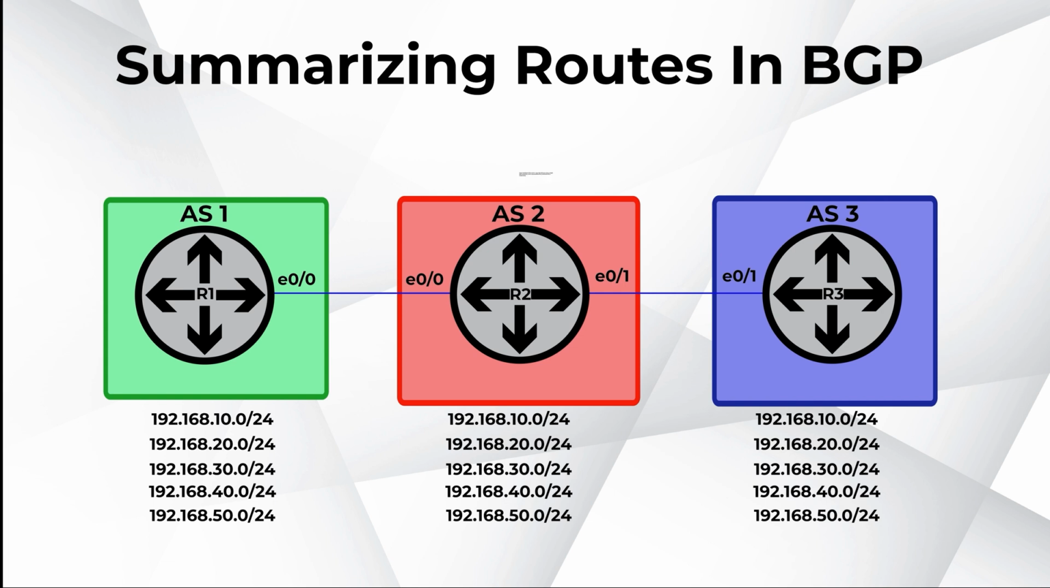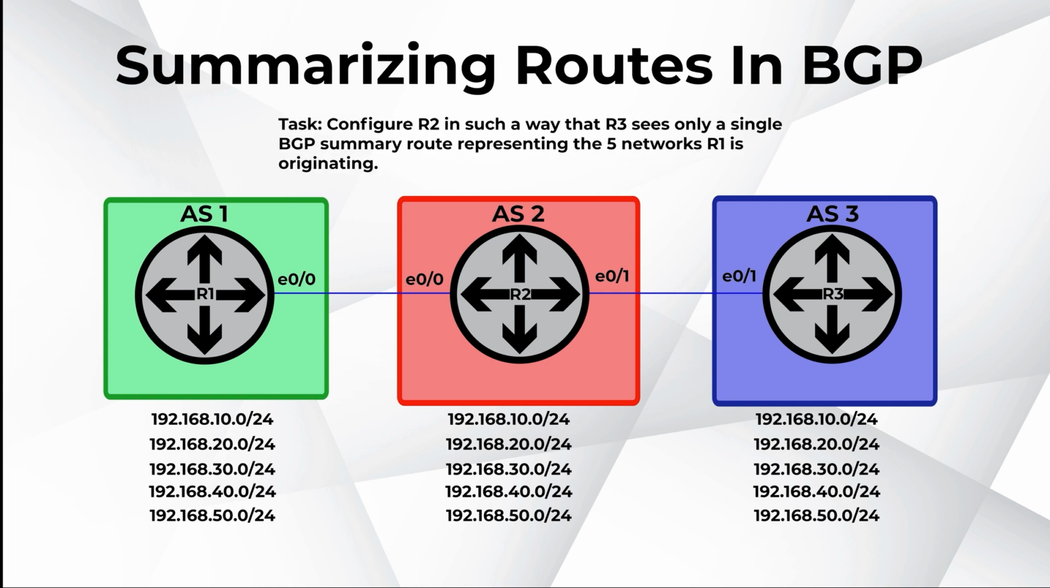And that brings us to our task. We are only allowed to make config changes on router 2. Configure router 2 in such a way that router 3 only sees a single BGP summary route representing the 5 networks router 1 is originating. Okay, cool. The instructions are pretty clear.